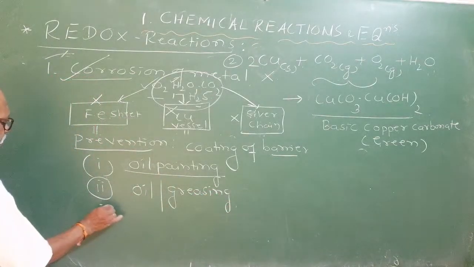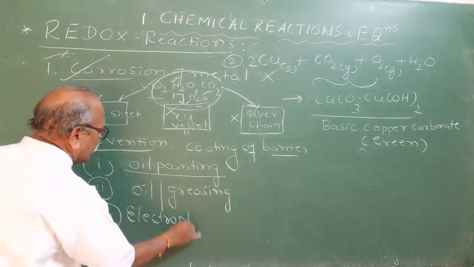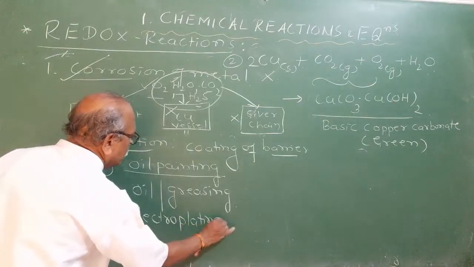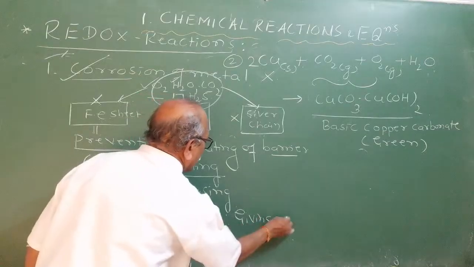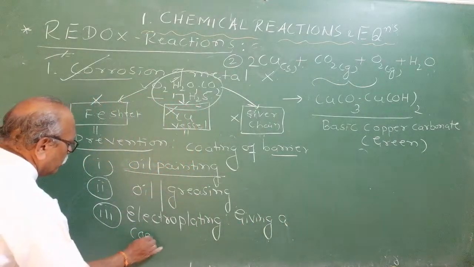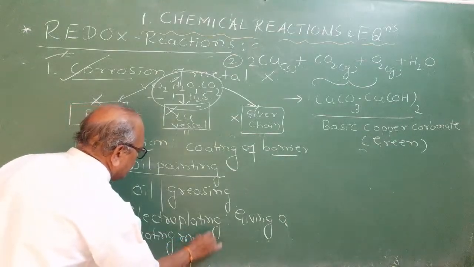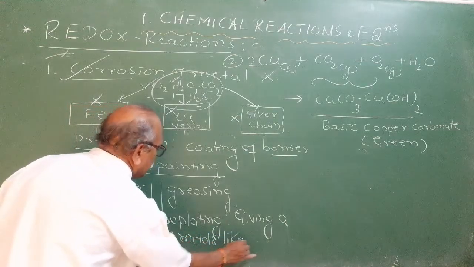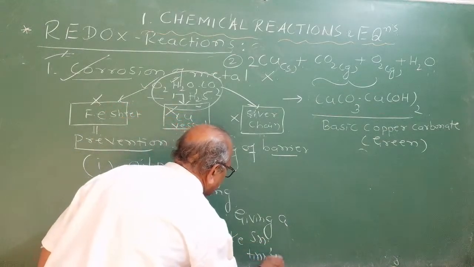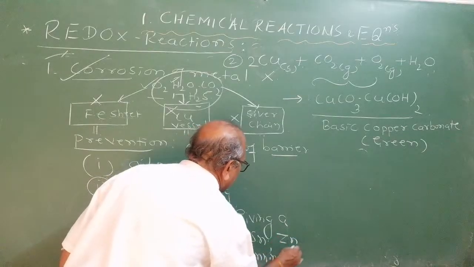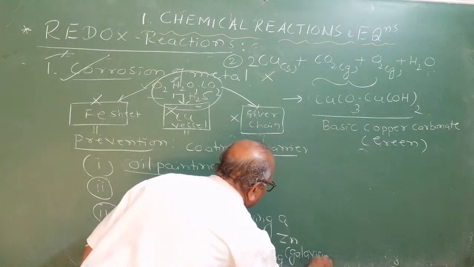And there is another method called electroplating. You know, electroplating is an electrolysis process, meaning giving a coating of metals like tin, called tinning. It is called tinning. Zinc, called galvanizing. Remember, iron can be prevented from rusting by galvanizing.